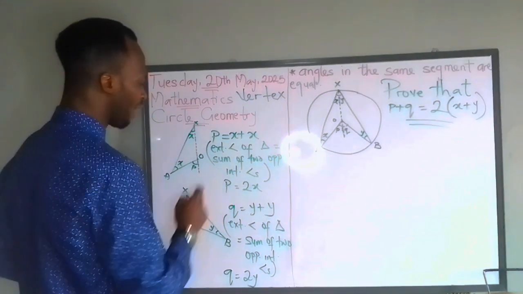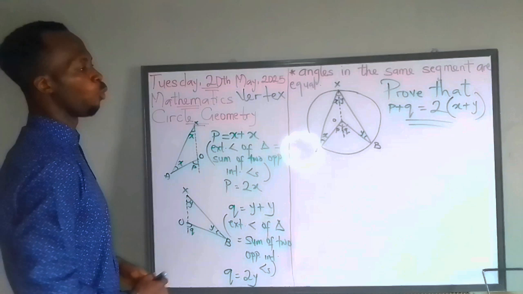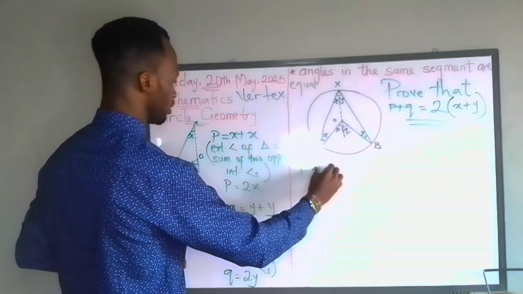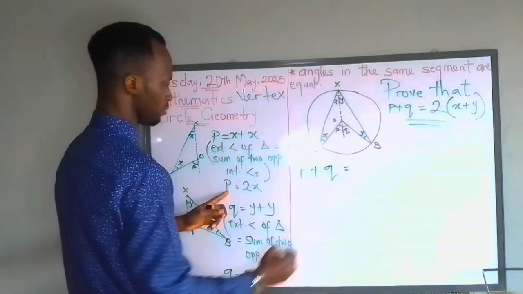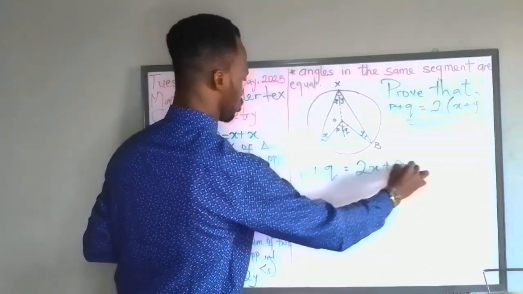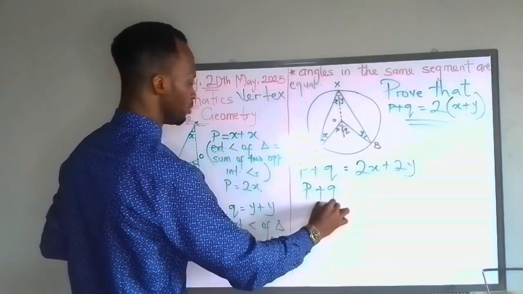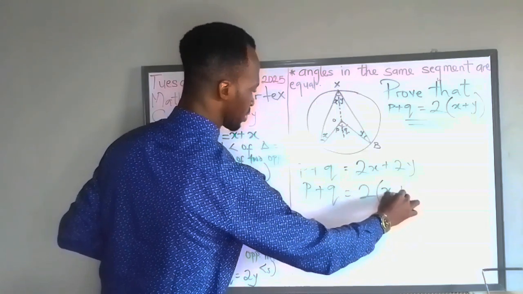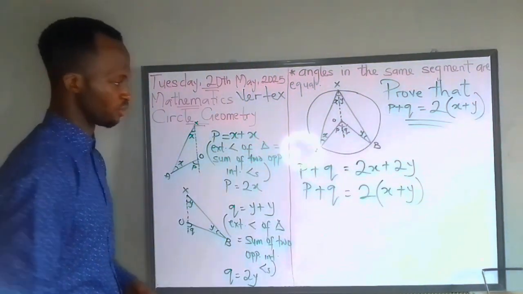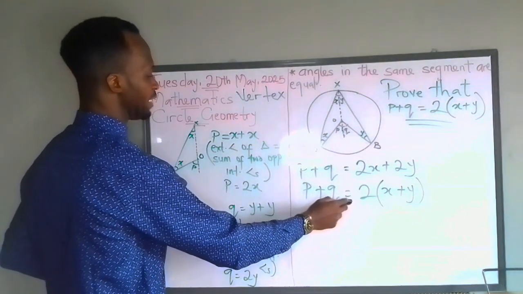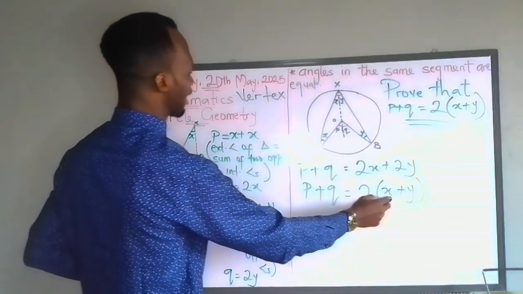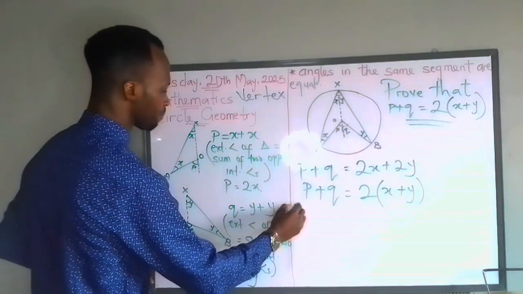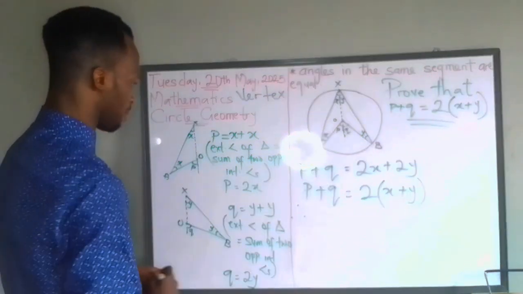So here, now that we have P as 2x and Q as 2y, we can say that P plus Q is equal to 2x plus 2y. So P plus Q, factorize 2, because that's the HCF, into x plus y. That's factorization. P plus Q is equal to 2 into x plus y. So can you see that? The same thing.